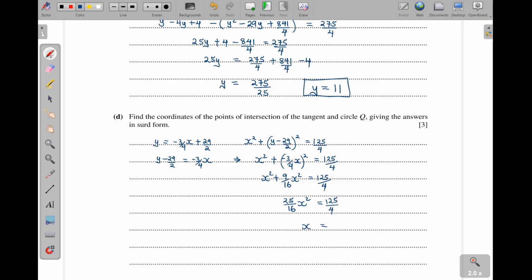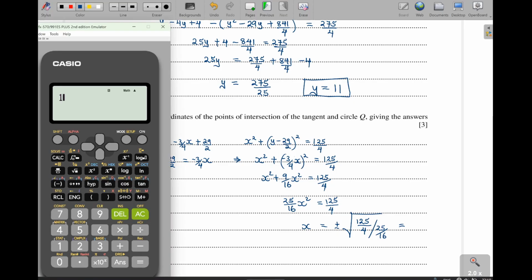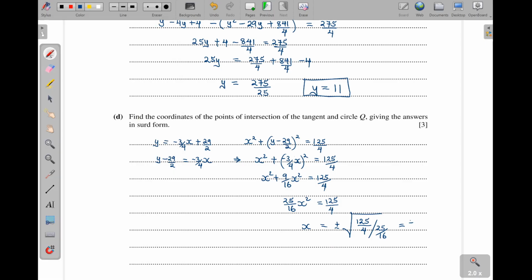So meaning x is going to be, they said coordinates of the points. That means the point is not 1. So it will be plus or minus the square root of this 125 over 4, then divided by the 25 over 16. So what do we get here? 125 over 4, then we divide by 25 over 16. That one gives us 20. So square root of 20 is the same as 2 root 5. So plus or minus 2 root 5.